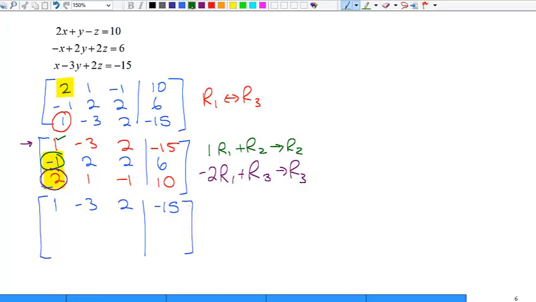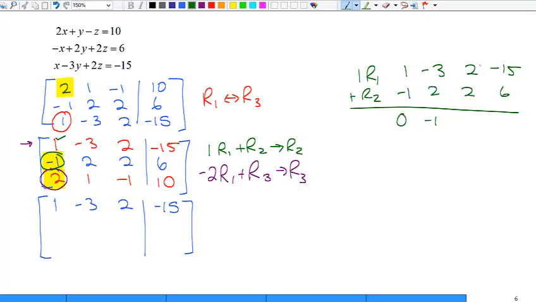To get the green row, it's row 2. I'm going to come off to the side of my paper, and I'll do it horizontally. So 1 times row 1 plus row 2. Let's see. So I have 1, -3, 2, and 15. -1, 2, 2, and 6. I guess this one's vertically, isn't it? 4 and -9. So that gets me 0, -1, 4, and -9 when I do the operations.